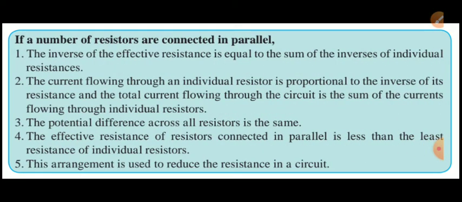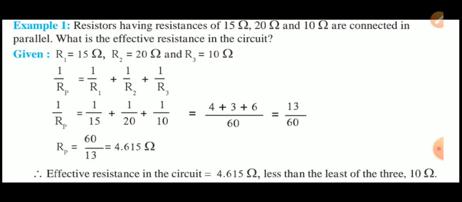If a number of resistors are connected in parallel, first, the inverse of the effective resistance is equal to the sum of the inverses of the individual resistances. Second, the current flowing through an individual resistor is proportional to the inverse of its resistance, and the total current flowing through the circuit is the sum of the currents flowing through the individual resistors. Third, the potential difference across all resistors is the same. Fourth, the effective resistance of resistors connected in parallel is less than the least resistance of the individual resistors. Fifth, this arrangement is used to reduce the resistance in the circuit.